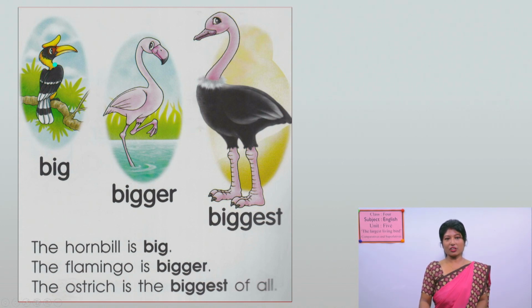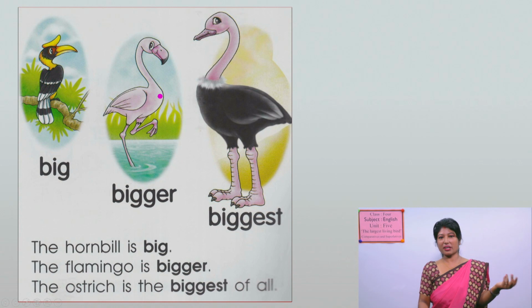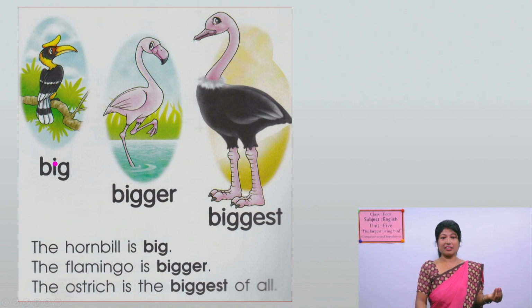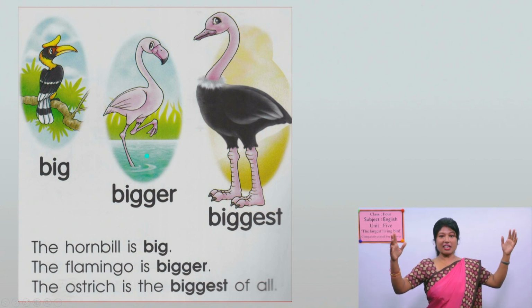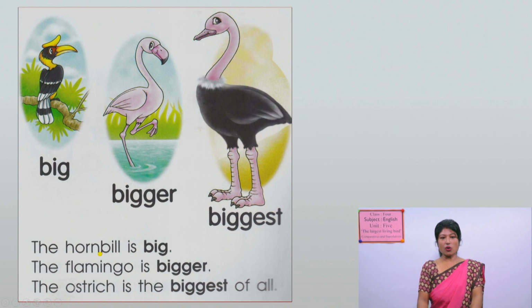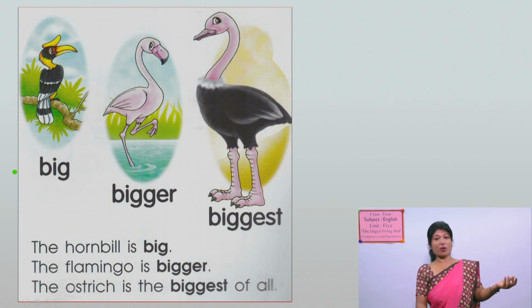Can you recognize which bird is this? This is hornbill. This bird is called hornbill. And the second one, you can see this pinkish bird. This is flamingo. And the third one is obviously ostrich. So here if we call hornbill big, then flamingo is bigger, and ostrich biggest, the biggest, right? So here it is written, the hornbill is big, the flamingo is bigger than hornbill, and ostrich is the biggest among these three.